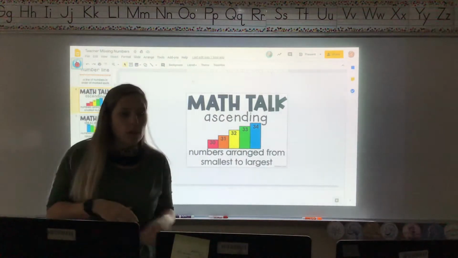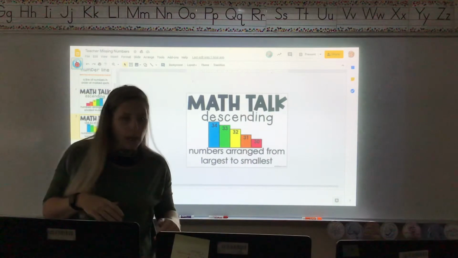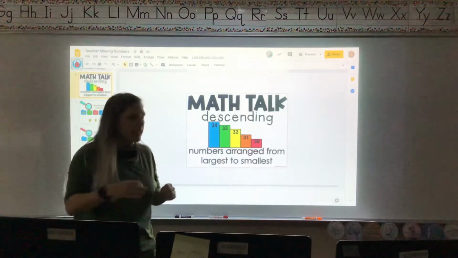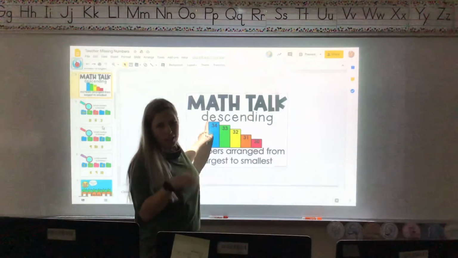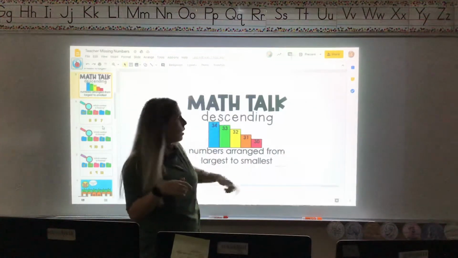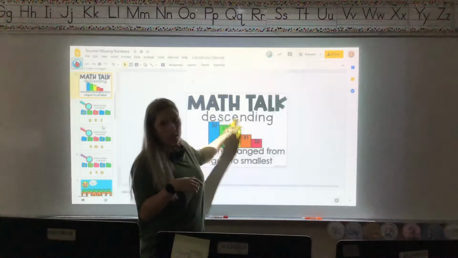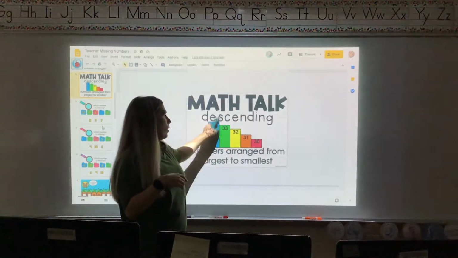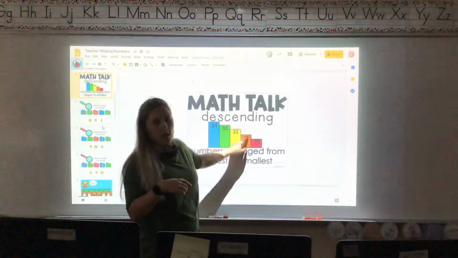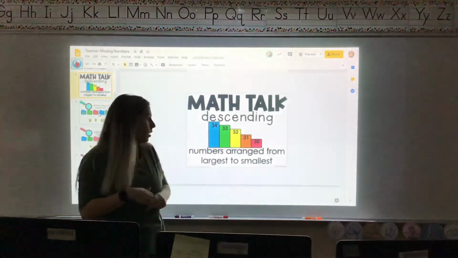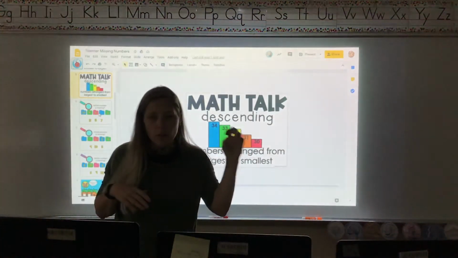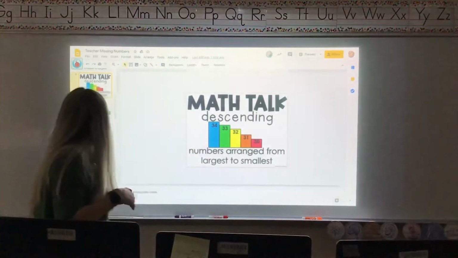If we're talking about going down or counting backwards, we are descending. We're going down. The way I remember it is it both starts with D, down and descending. So I'm counting down from 34, and I want to get to 30. So we're counting down 34, 33, 32, 31, 30. We're descending down the stairs. So we're going from the biggest number to the smallest number.